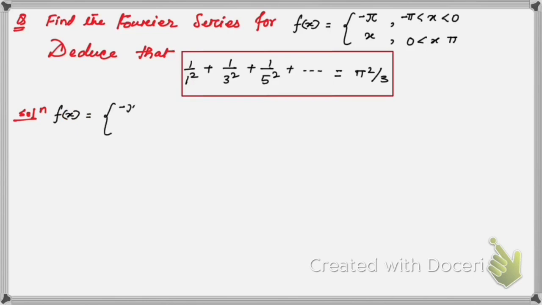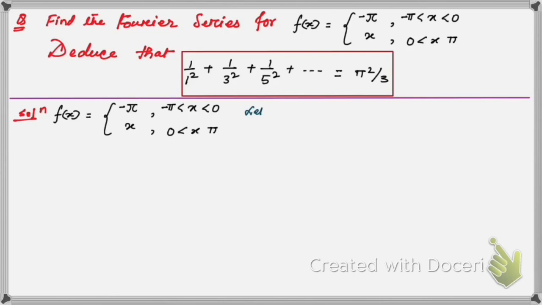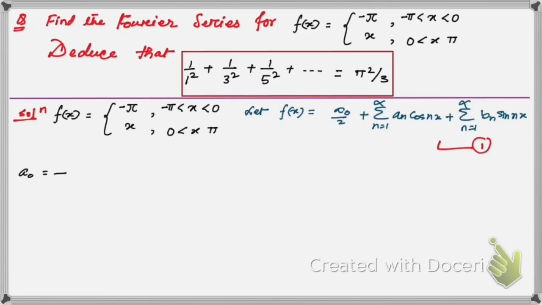So f of x is equal to this function, right? Let us consider the Fourier expansion of this series to be like this: a naught by 2 plus summation from n is equal to 1 to infinity a n cos nx, plus summation from 1 to infinity b n sin nx, right? This is, suppose, equation number 1. So we know that a naught is given by 1 by pi from minus pi to plus pi f of x dx, right?